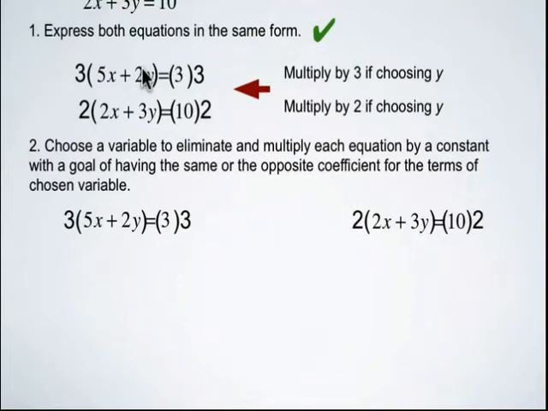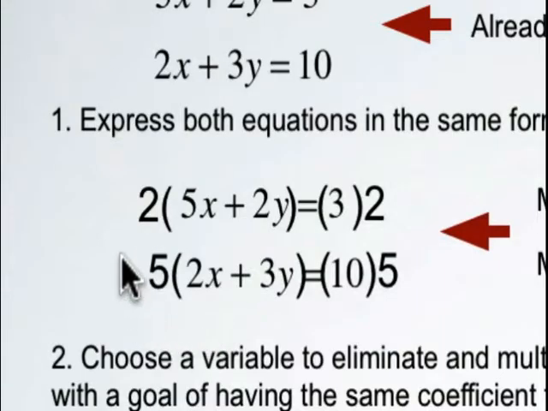Because 3 times 2y is 6y, and 2 times 3y is 6y, so that we're going to end up with the same coefficient on our y variable. Now the other thing you could have done was multiply the first equation by 2 and the second equation by 5, because 2 times 5x is 10x and 5 times 2x is 10x as well. But we're going to use the other way where we multiplied the first equation by 3 and the second equation by 2.